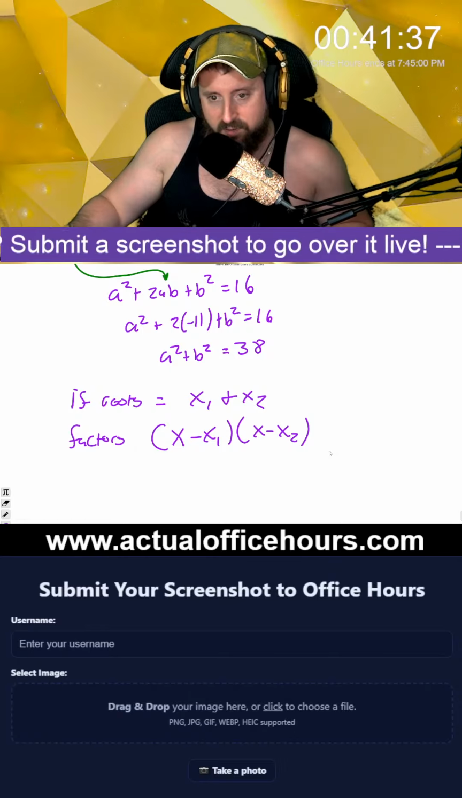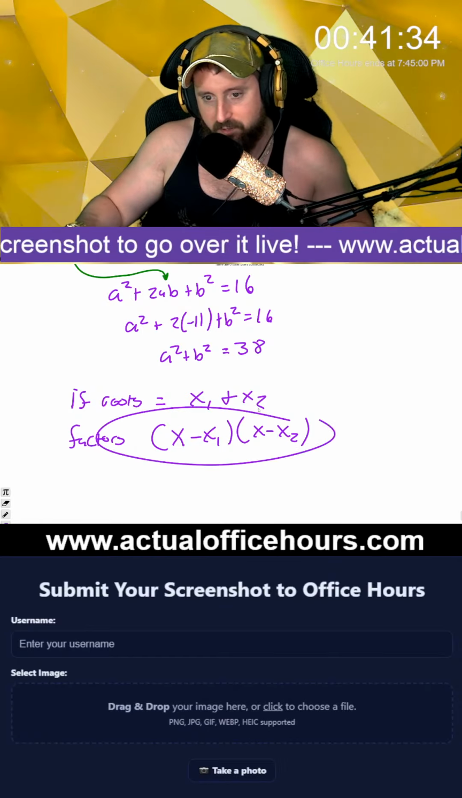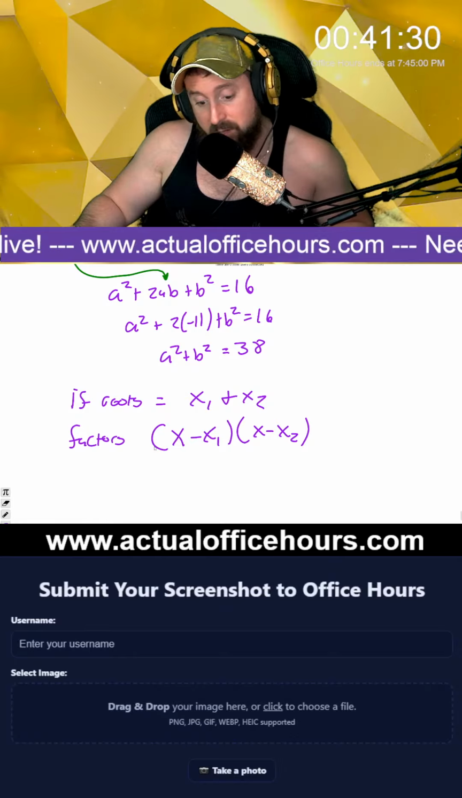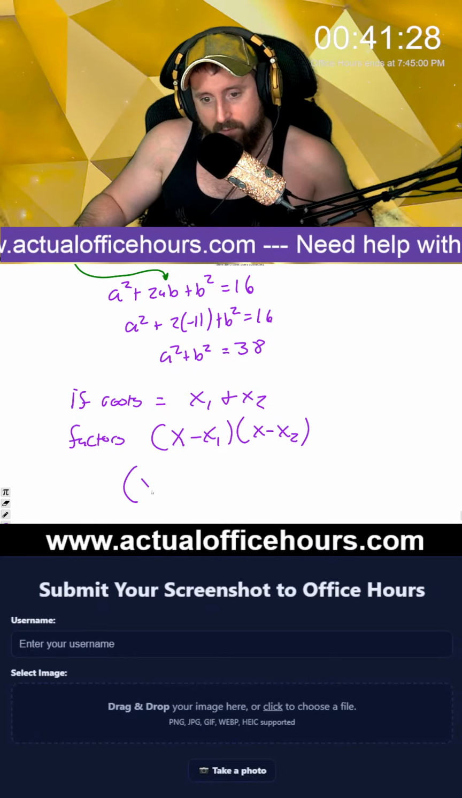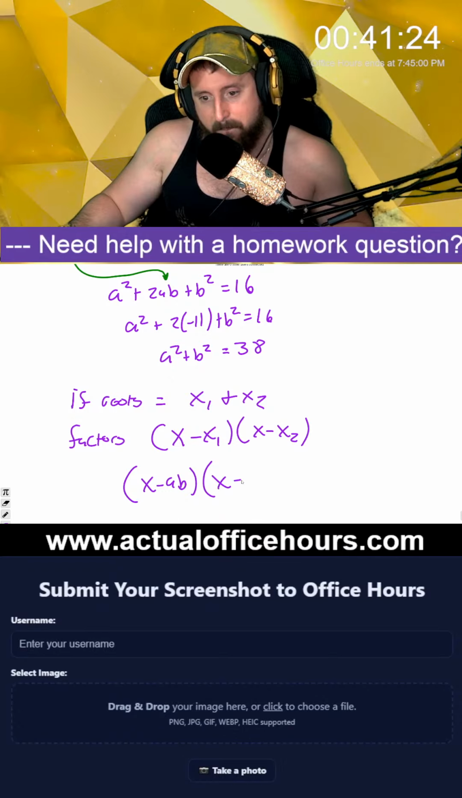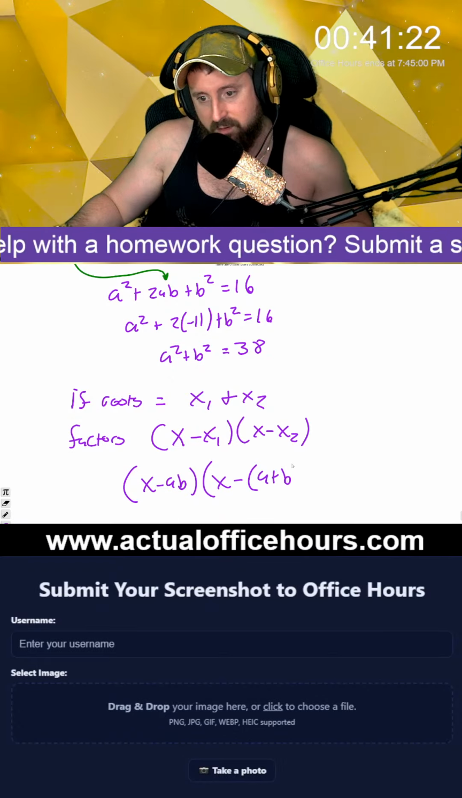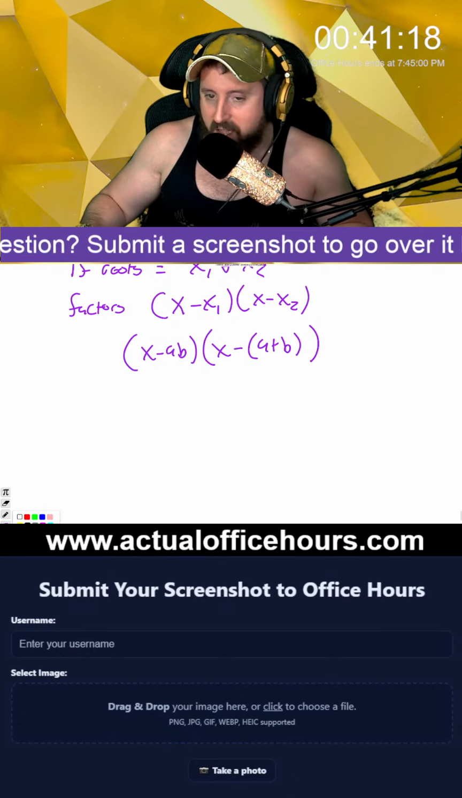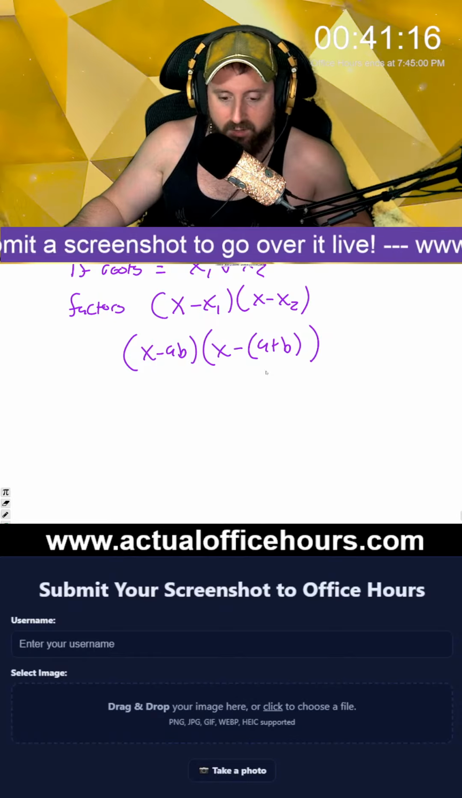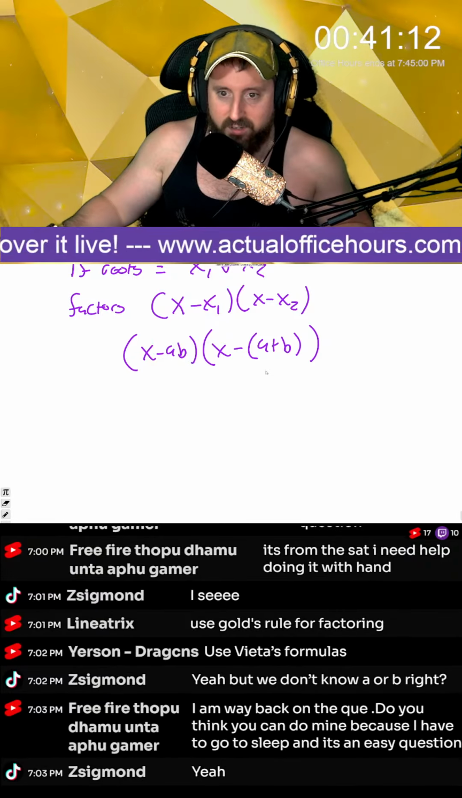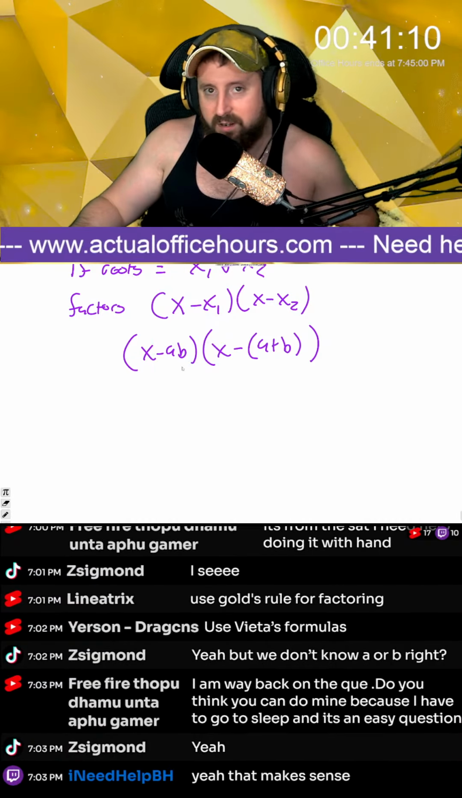Okay, does this make sense, right? If these are the roots, these are the factors. So if AB is a root and A plus B is also a root, you have (X minus AB) times (X minus (A plus B)). Okay? So now I think you just FOIL this, right? So let's just do it. Does it make sense?